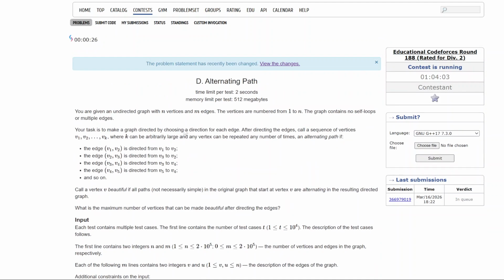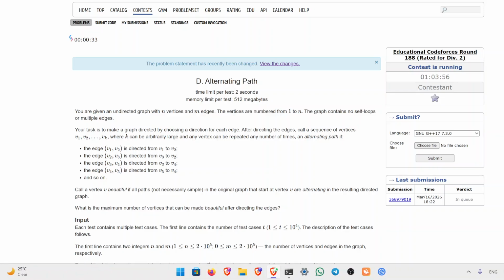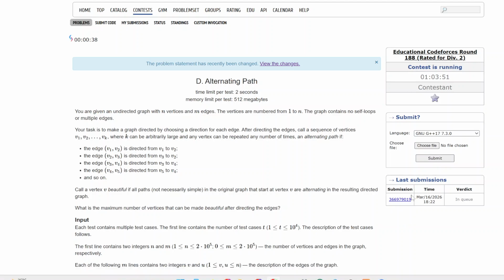No need for penalty on Codeforces. Your submission will get judgment after 10 minutes only. Like I submitted this. Can't see the time actually.